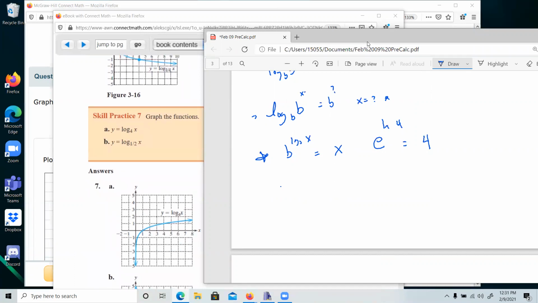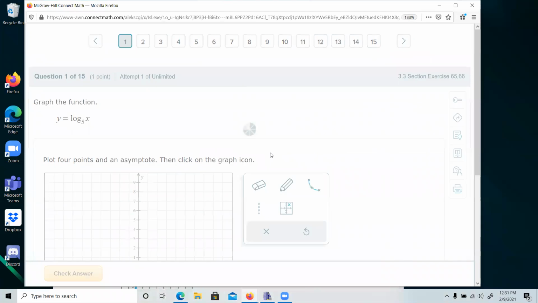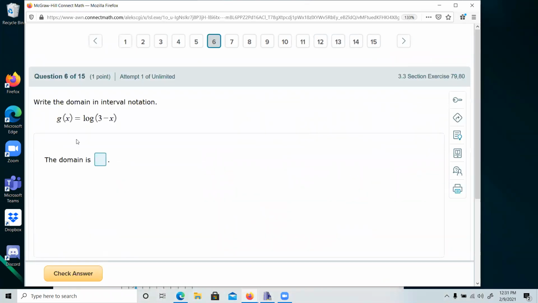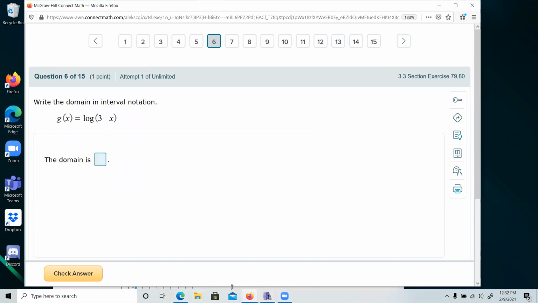All right. So let's take a look at a couple of problems in here. Oh, the domain. Okay, very good. So can we take the logarithm of 1? Yep. Can we take the logarithm of 0?